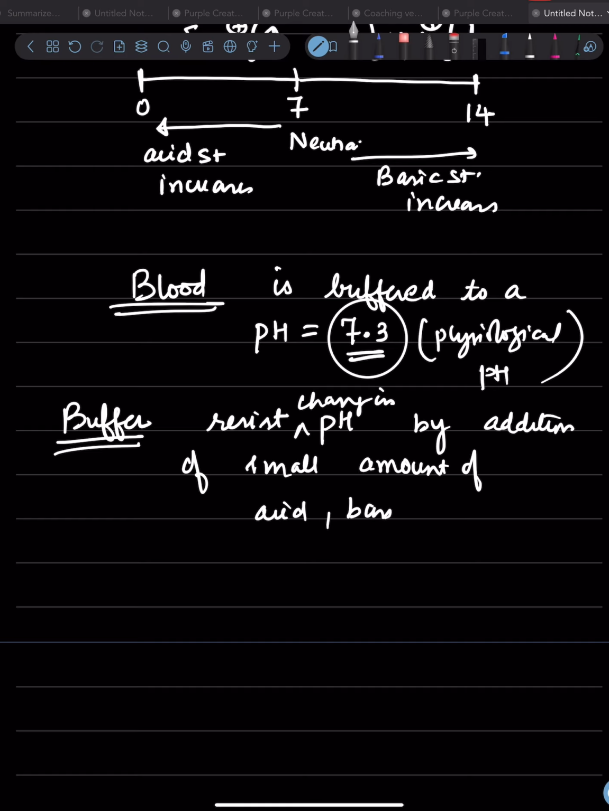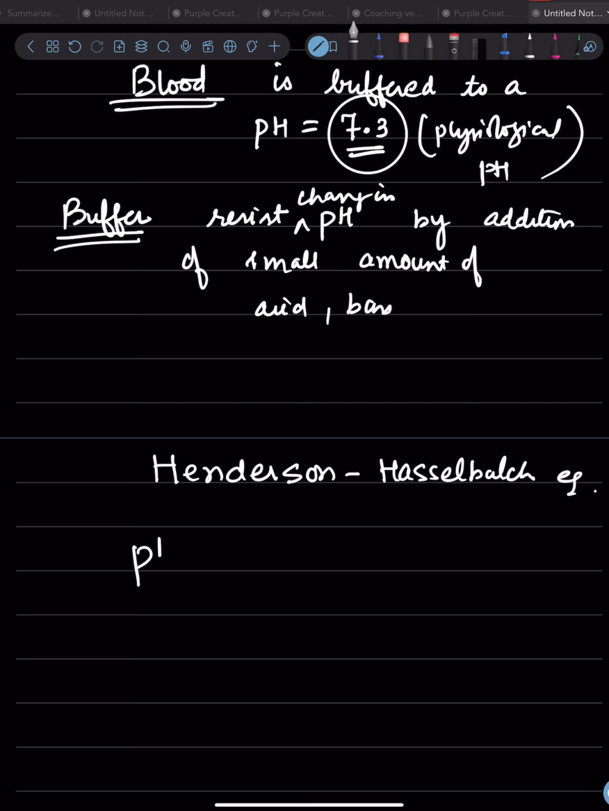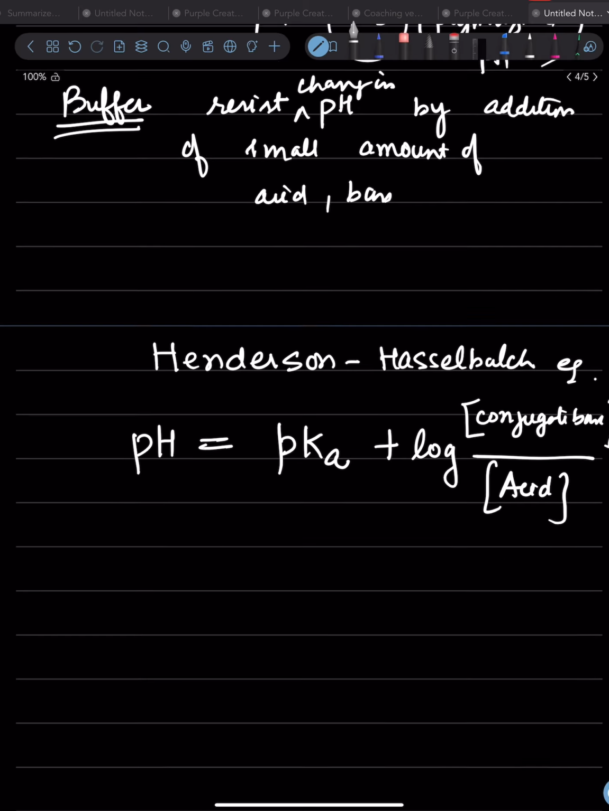Now in order to calculate the pH of a buffer solution, we use an equation called the Henderson Hasselbalch equation, which is as follows: pH is equal to pKa plus log of the concentration of conjugate base divided by the concentration of acid.